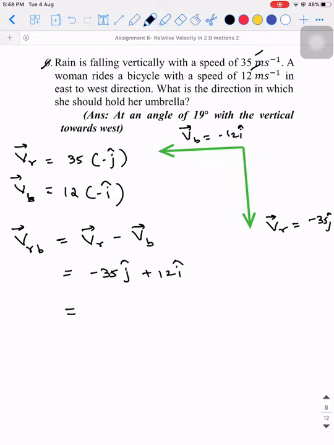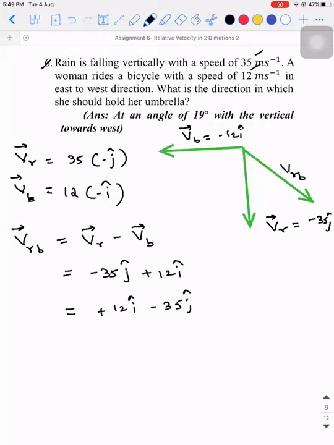So observe this. Both minus quadrants, sir. It is 12 i cap minus 35 j cap. So what is the meaning of this? Actually, the rain is falling vertically, but what will happen? The lady on the bicycle will feel as if it is coming like this. And why is it happening? It is because she has some velocity associated with it. Okay. So this is the velocity of rain with respect to bicycle.